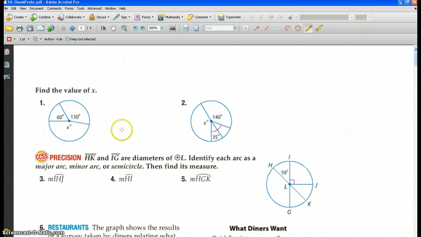Section 10.2, starting on page 710. Number 1, find the value of x.